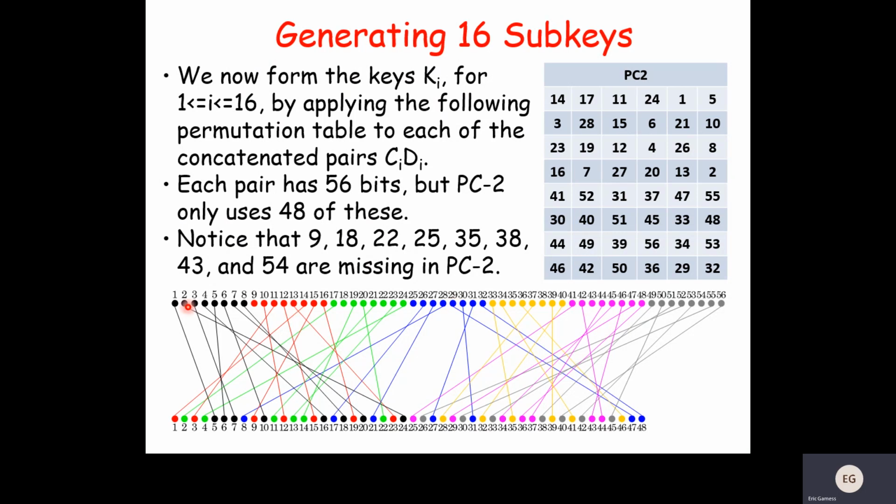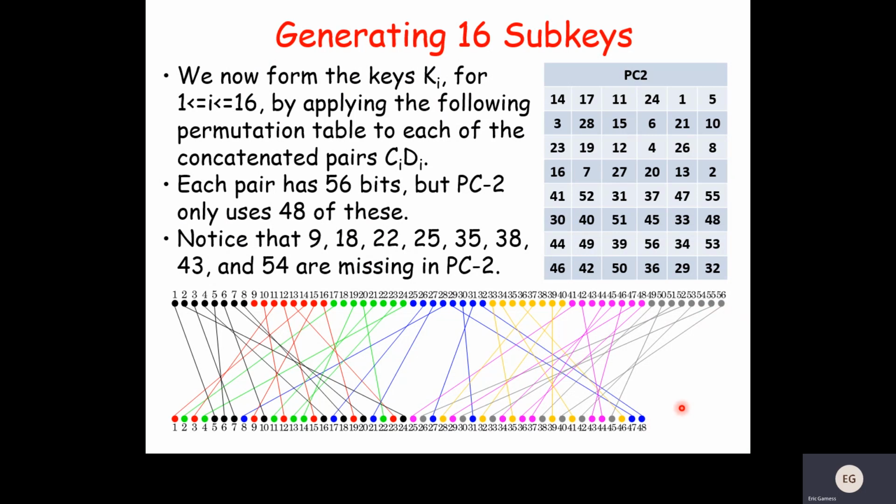There is a graphic here that will show you what it will do. So look, we will do the concatenation of C and D. Remember, C is 28 bits and D is 28 bits. So the concatenation will be 56 bits, and it will be the input of PC2. And we will apply PC2, and PC2 will reduce the 56 bits into 48 bits.